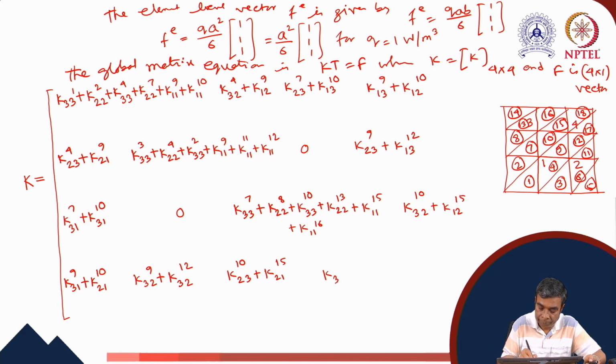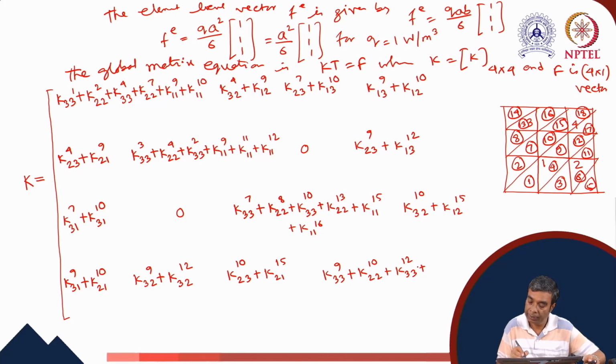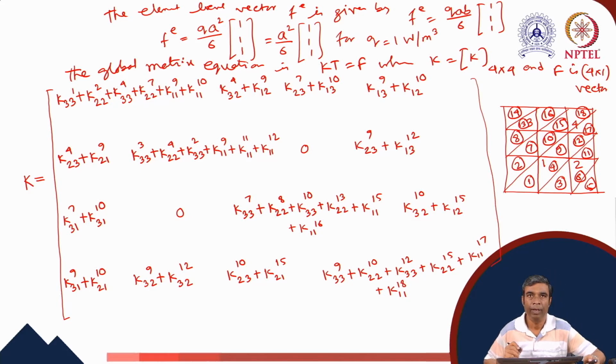Now we are left with the K44 term. So K44 equals K339 plus K2210 plus K3312 plus K2215 plus K1117, and finally we have K1118. So now we fill the data.